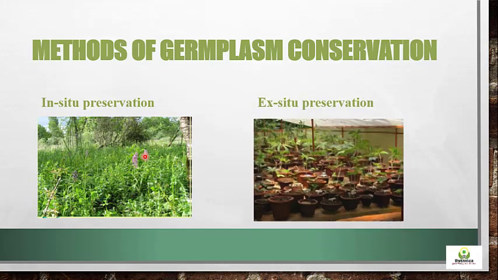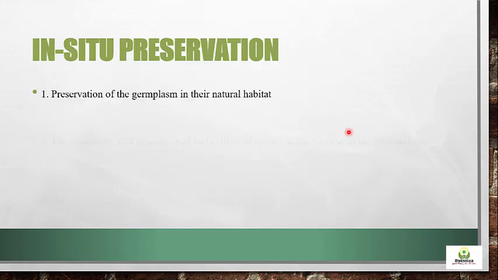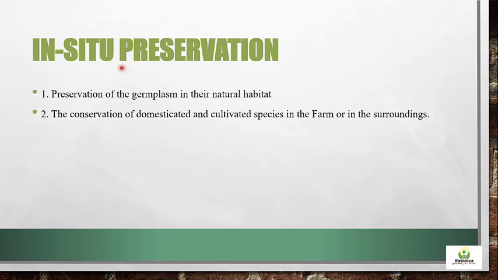So ex situ preservation, you can see that they are preserved in the greenhouse, they are present in pots. As they are present in the pot, they are growing in the soil, but they are not in their natural condition. So they are brought to the laboratory, from their natural habitat to a greenhouse, and now they are preserved here. So this is the in situ and ex situ preservation. We are going to discuss it further again.